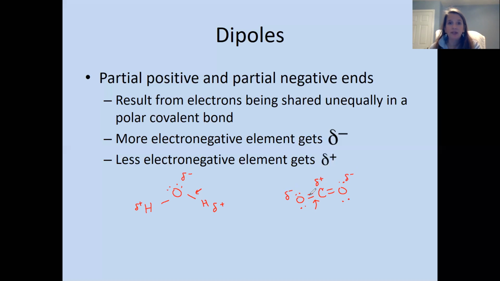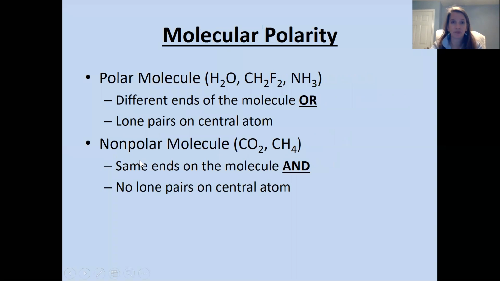Okay, we would not put those dipoles on a nonpolar bond because nonpolar bonds have equal sharing of electrons. Nonpolar bonds would not create a partial positive and a partial negative end. Now we also have polar and nonpolar molecules. Polar and nonpolar molecules, okay?